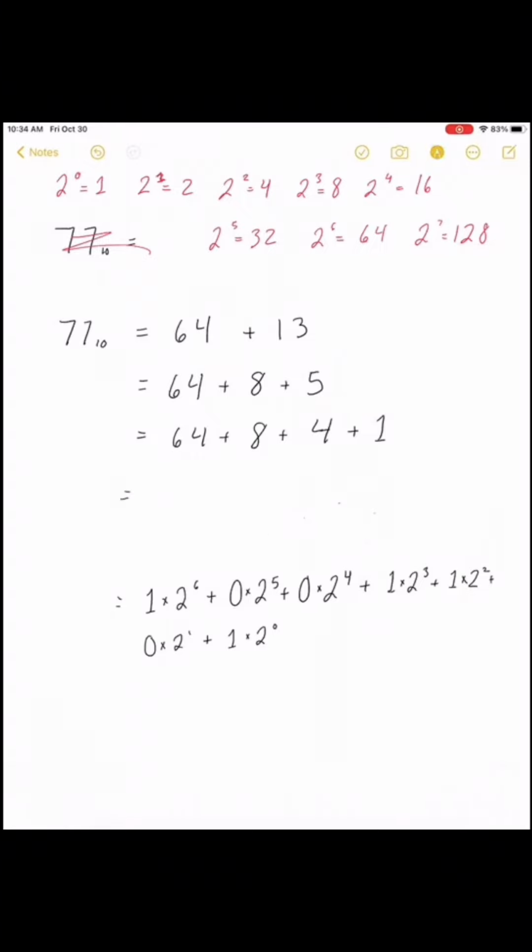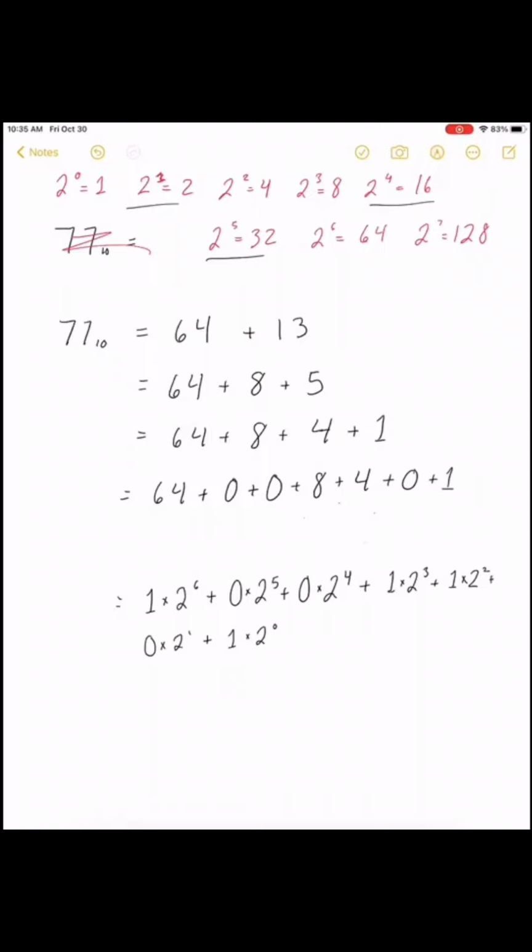We can think of this as 64 plus 0 plus 0 plus 8 plus 4 plus 0 plus 1. So that doesn't change the value of the number, but I've strategically put those zeros into the places where there could be a power of 2, but there's not. Like where there could be a 32, but there's not because it doesn't fit, a 16, but there's not, and a 2, but there's not.